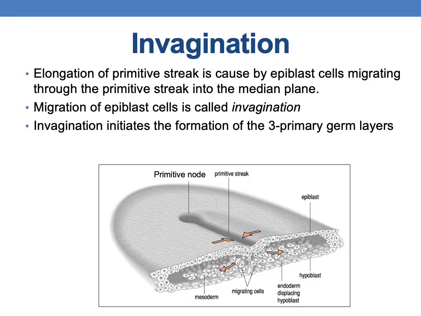Invagination. The elongation of the primitive streak towards the cephalic end of the embryo is caused by epiblast cells migrating through, or falling through, the primitive streak into the median plane, or median space, of the bilaminar disc. This migration of epiblast cells is called invagination. Invagination is the event or process that initiates the formation of the 3 primary germ layers. To reiterate, the appearance of the primitive streak signals the beginning of gastrulation. The elongation of the primitive streak indicates the invagination process has begun.